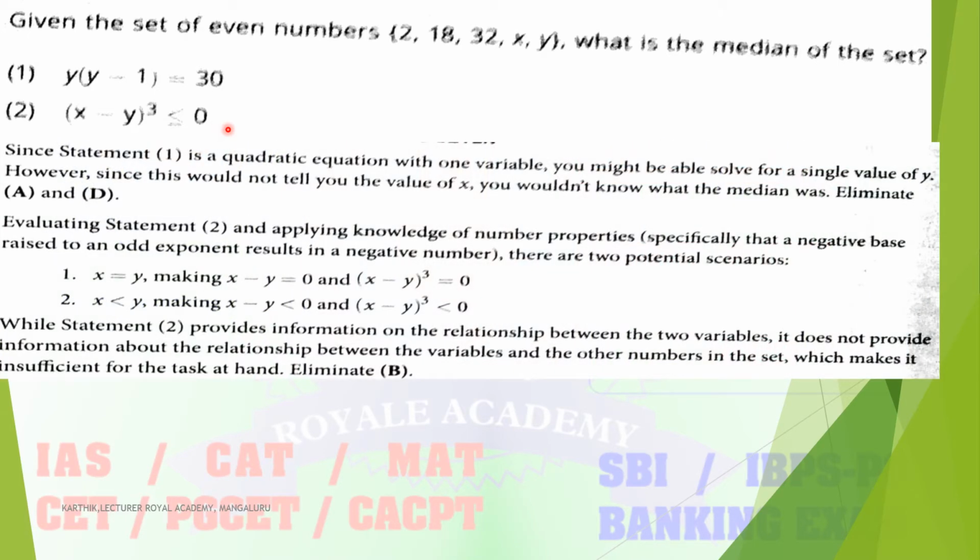So from the first statement, what is that? It gives only the value of y. It is not possible to find out the value of x. So from the first statement alone you can't determine the answer. Why? Because it tells the value of y only. The second statement gives the expression (x minus y) whole cube is less than or equal to 0. So if x is equal to y, then x minus y is equal to 0. This one expression, (x minus y) whole cube, is 0 or greater than or equal to, that symbol is there.